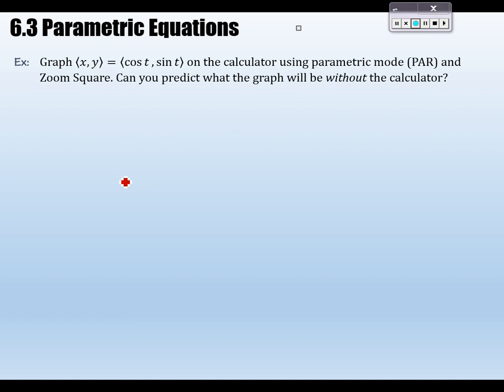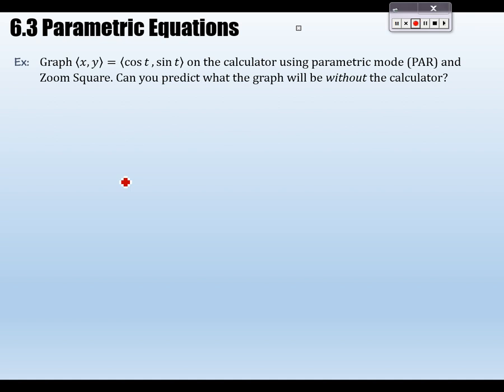Some of you are already cheating, but if you let t be some various things, like the last one we just did by hand, didn't we? So let's let t be some various things. If t happens to be, oh I don't know, 0, for example, what do you get? Cosine of 0, comma, sine of 0, which is what? 1, comma 0.